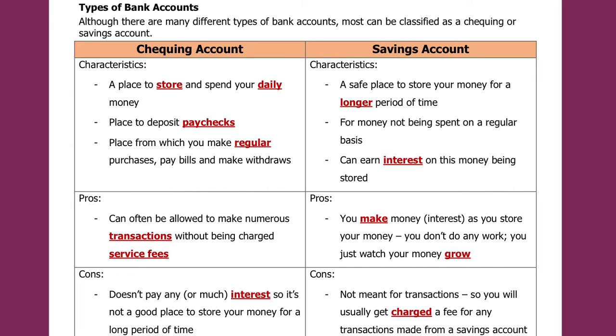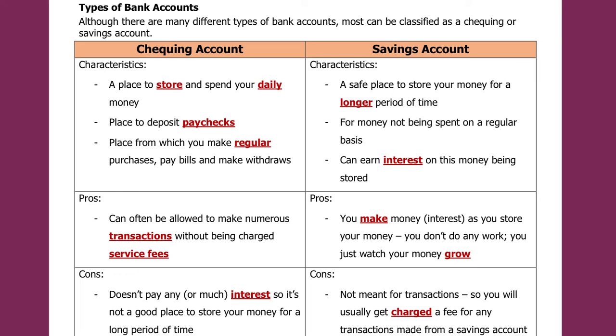So the characteristics of a checking account. Generally a checking account is where you store and spend your daily money. So this is a place where your paychecks would be deposited and the place you're getting the money to make all your regular purchases, things like bill payments and withdrawals and things like that.